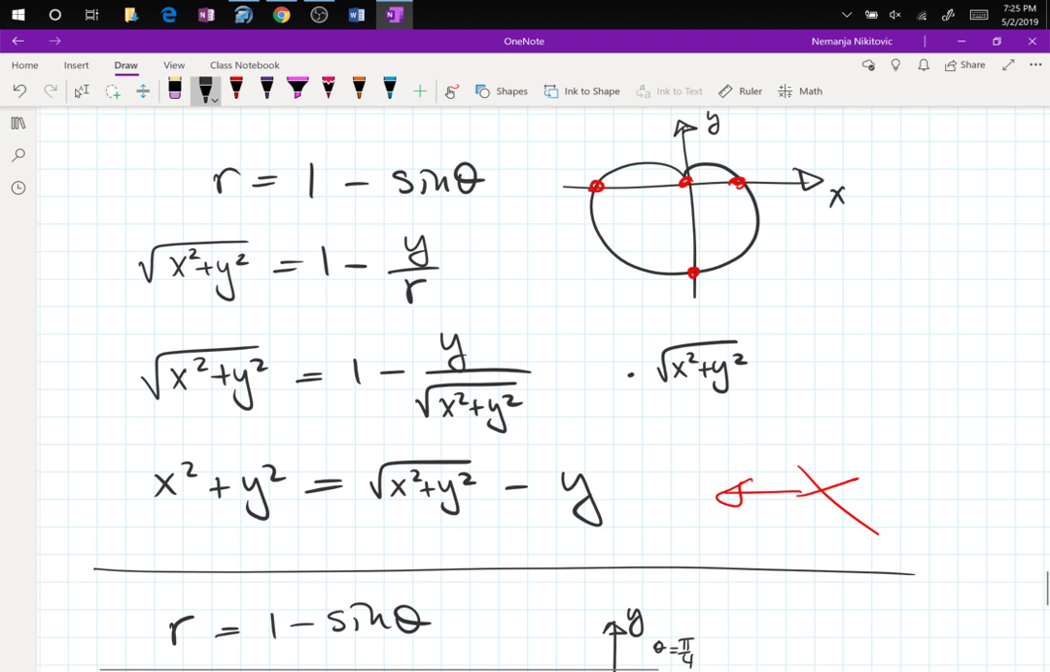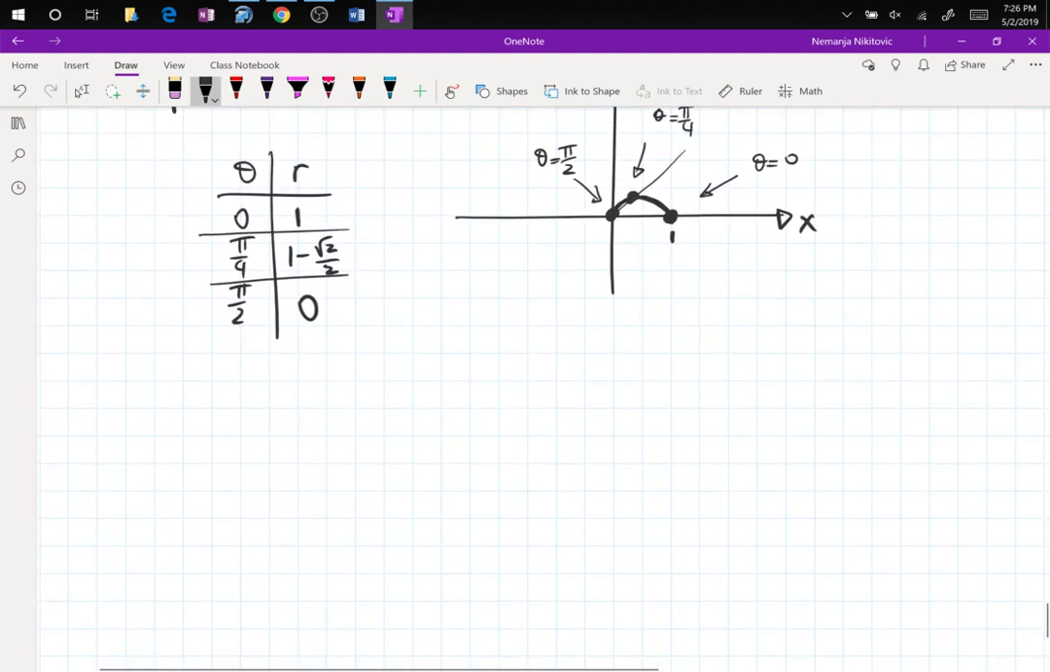Now, you guys will be converting these systems in Calc 3 because you will get an integral of some kind that you don't want to work on. And if you transfer it into something else, it becomes easy. Look, if you have an integral of e to the square root of x squared plus y squared, look at this monstrosity. But it's just e to the r when you convert it.